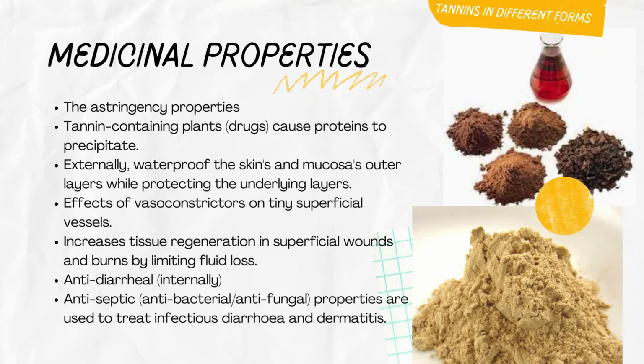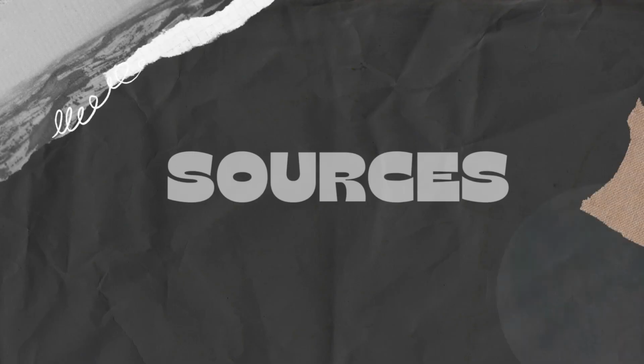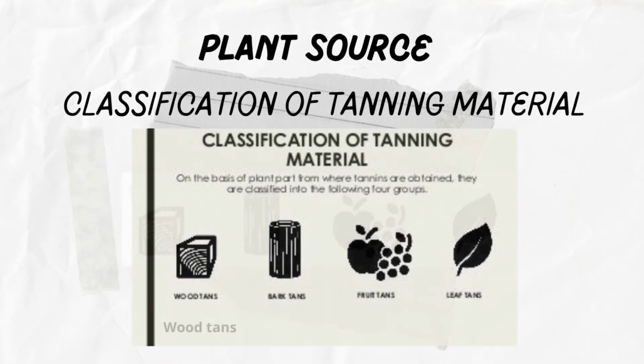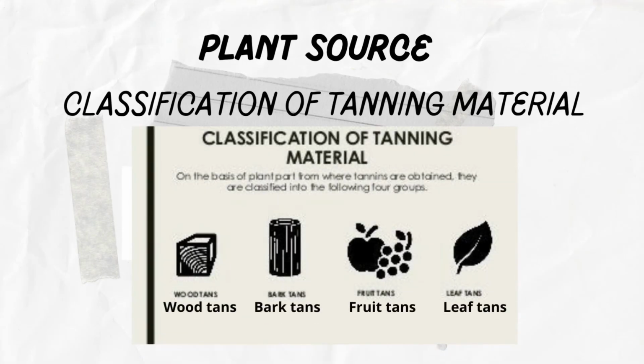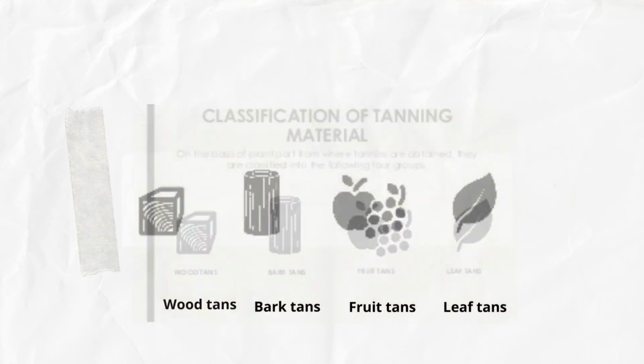In terms of medicinal properties, tannins have astringency properties and can precipitate proteins. They also waterproof the skin's and mucosa's outer layers and have a vasoconstrictor effect. They also increase tissue regeneration and have antidiarrheal and antiseptic properties. In terms of drug sources, tannins can be considered a plant source, and there are four classifications of tannin material. There are wood tans, bark tans, fruit tans, and leaf tans.